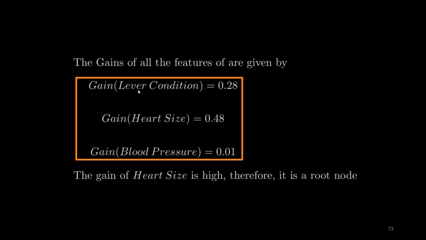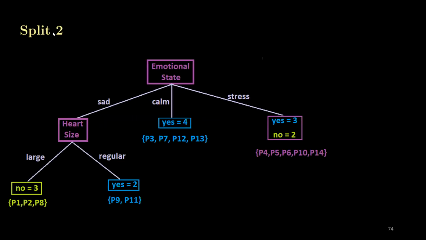Now for split 2, our calculations have been completed, and we can see that the gain of heart size is high. It is 0.48. Therefore, it is a node for our second split. Here is our second split. Our second split will start from the heart size.